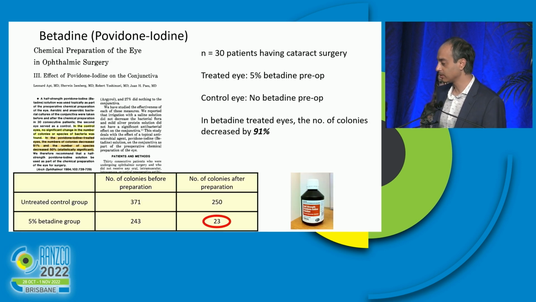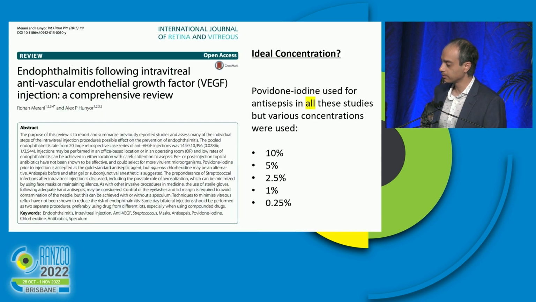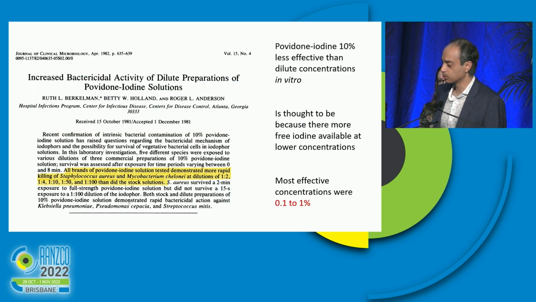So with betadine, we know that it's a very effective antiseptic. It's got a long track record. In this review we put together, we found that the concentration used varies greatly from 10% all the way down to 0.25%. And this comes back to this study from 1982 by Ruth Berkelman, who showed that if you dilute betadine, it paradoxically has a greater bactericidal effect. And it's thought to be because there's more free iodine available, and the dilute concentrations had the best effect.